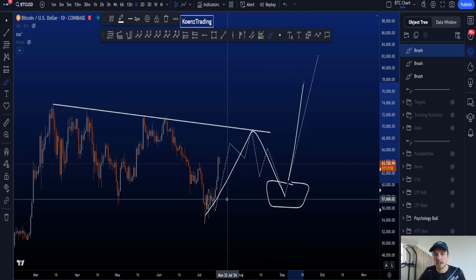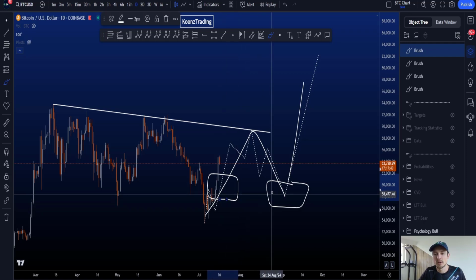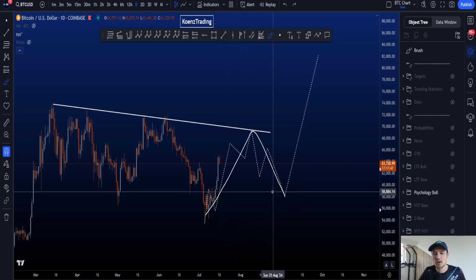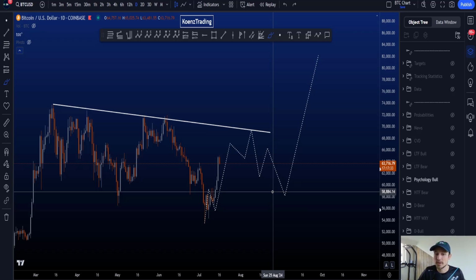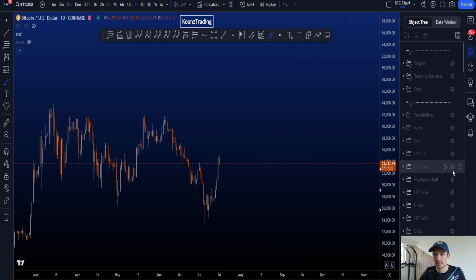Of course, we also have the CME gap, as many people mentioned yesterday in the live stream as well. And this psychology scenario could also hit that gap and test it as support, or maybe even fill the gap before then continuation to the upside.